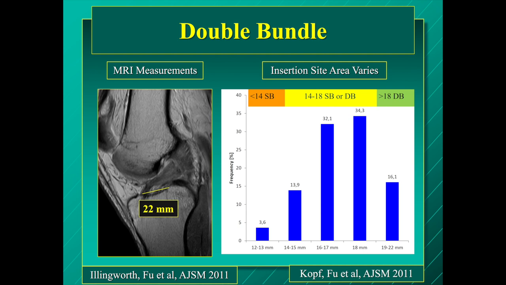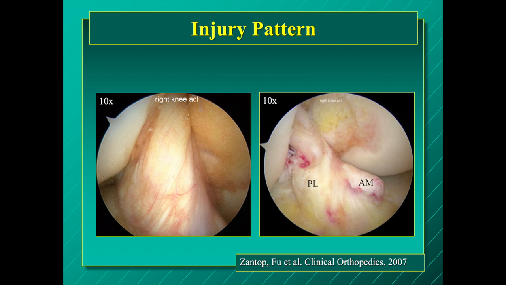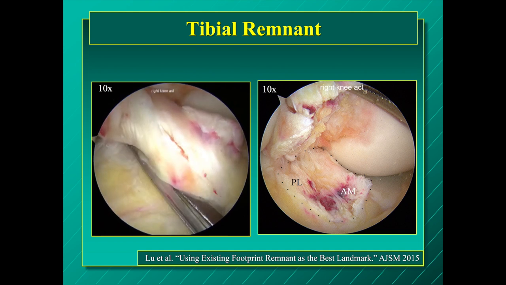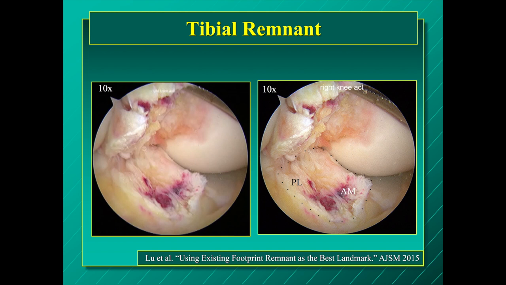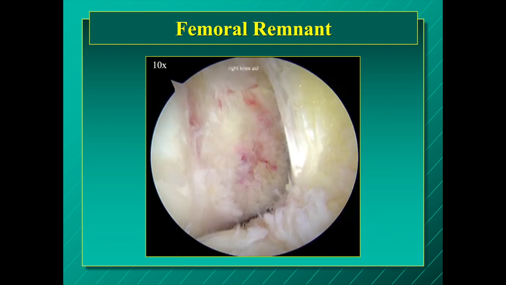This patient presented with a large 22 millimeter insertion site length. Arthroscopic examination confirmed a complete ACL rupture. Cutting of the tibial remnant showed the distinct insertions of the AM and PL bundles, while visualization of the femoral side revealed a robust femoral remnant.